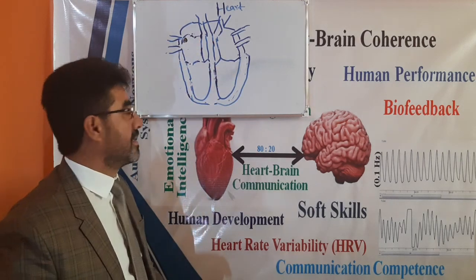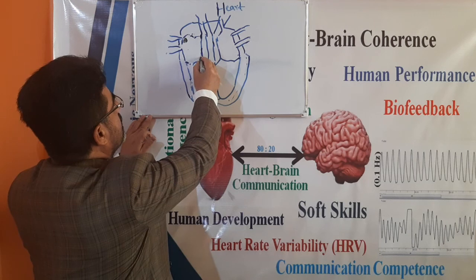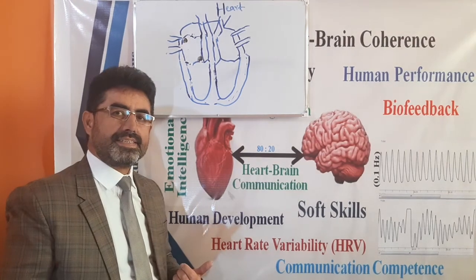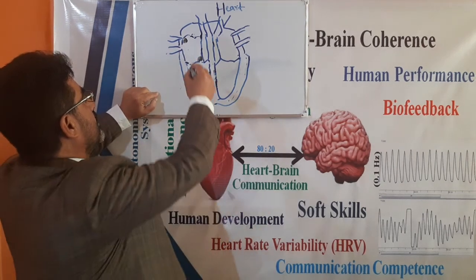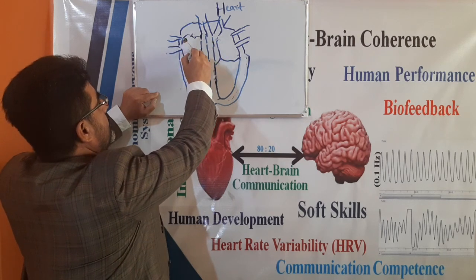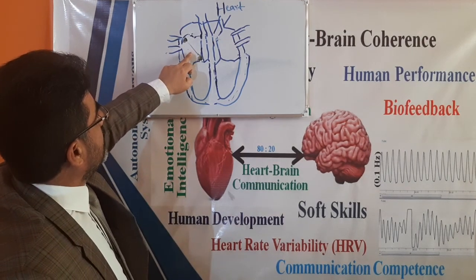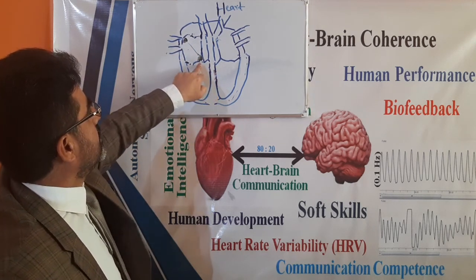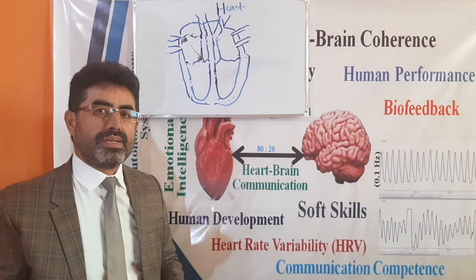After the SA node, the second most important part of our heart's conduction system is the AV node, or atrioventricular node. Besides being sent to different parts of both atria, the impulse comes to the AV node, because the only gate and way that enables the impulses to be transferred to the ventricles is the AV node.